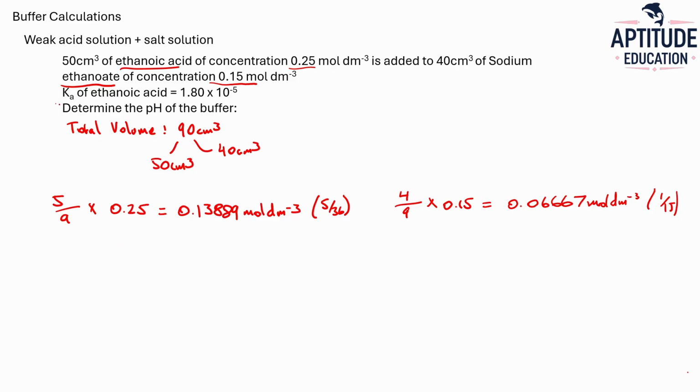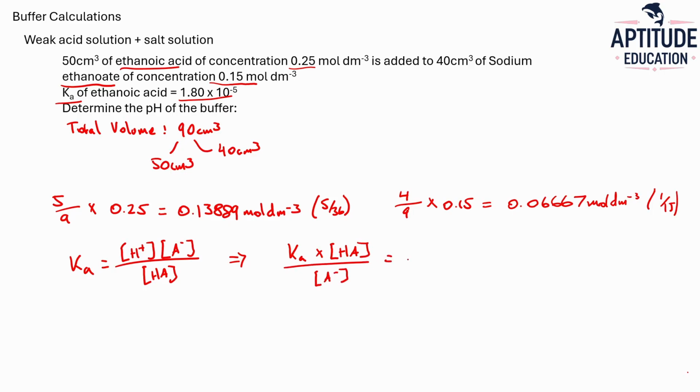So using these exact values, I'm now going to calculate the concentration of H plus in our solution. And I'm going to do it using the Ka equation. So let's write the Ka equation quickly. Ka is equal to the concentration of H plus times the concentration of A minus over HA. I'm going to rearrange this to get Ka times undissociated acid over conjugate base, which is equal to the concentration of H plus. So using my new concentrations alongside the value for Ka, I'm going to work out the concentration of H plus, and that will give us a concentration of 3.75 times 10 to the minus 5 moles per decimeter cubed.